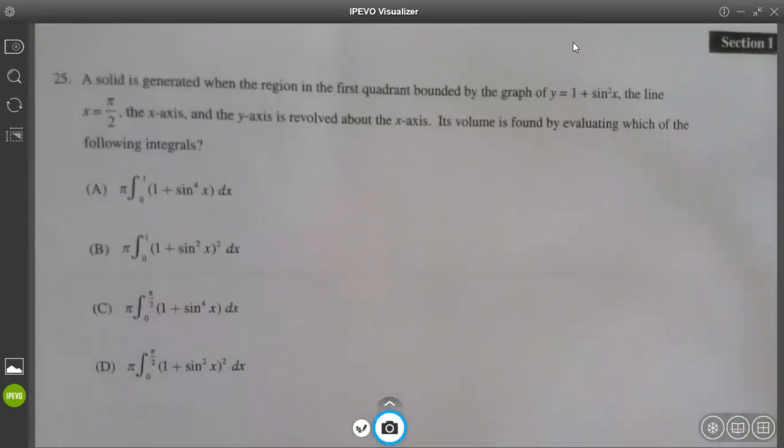All right. This one is just setting up a problem. A solid is generated when the region in the first quadrant bounded by the graph of y equals 1 plus sine squared x, the line x equals pi over 2, and the x-axis and the y-axis is revolved about the x-axis. Its volume is found by evaluating which of the following integrals.